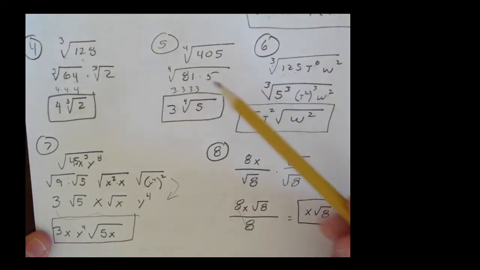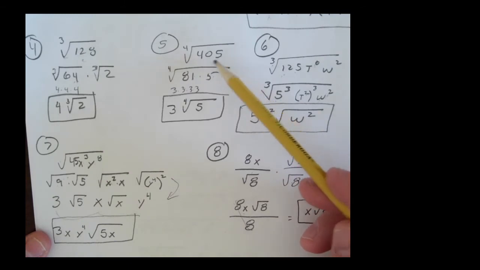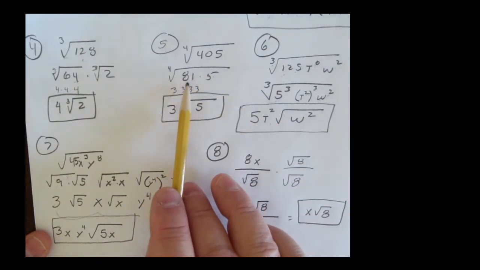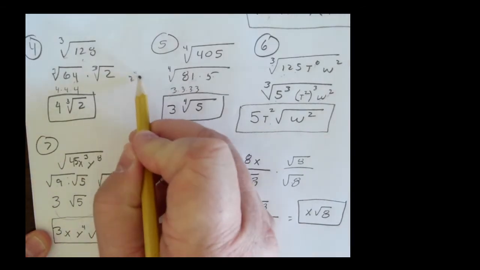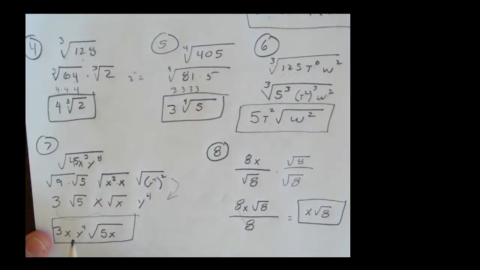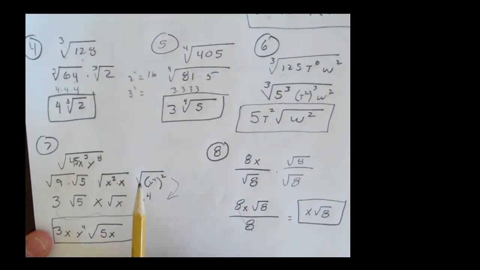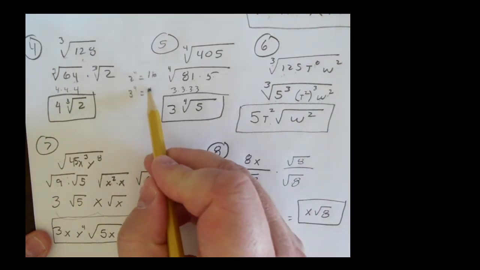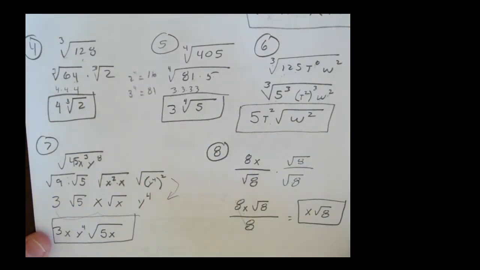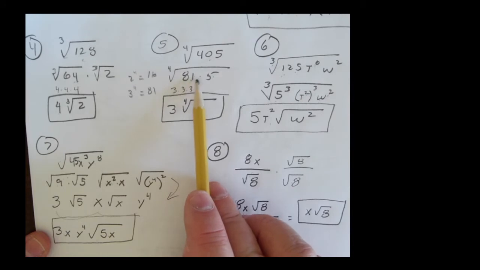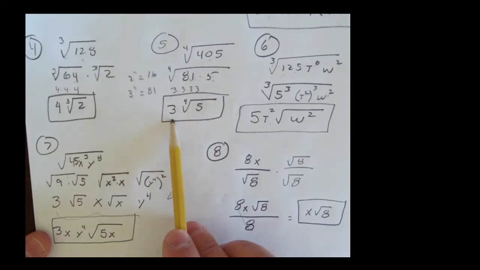Okay? And number 5 is similar in terms of, okay, fourth roots. So what times what times what times what? We can break it down, and we might need to figure out our perfect fourth roots. Like 2 to the fourth is 16. But 3 to the fourth, 3 times 3 times 3 times 3 is 81. So once you start expanding your exponents, they get a lot bigger. So anyway, 405 is 81 times 5. The fourth root of 81 is 3, so we take that out and we're left here.